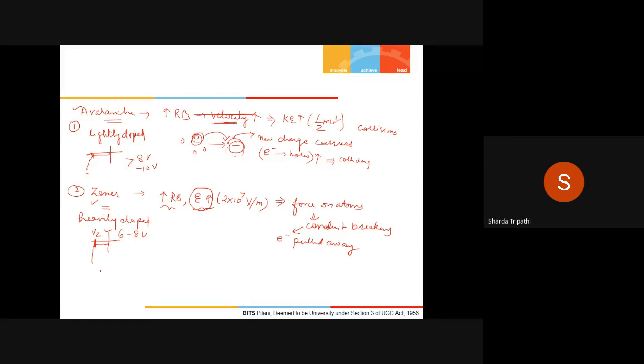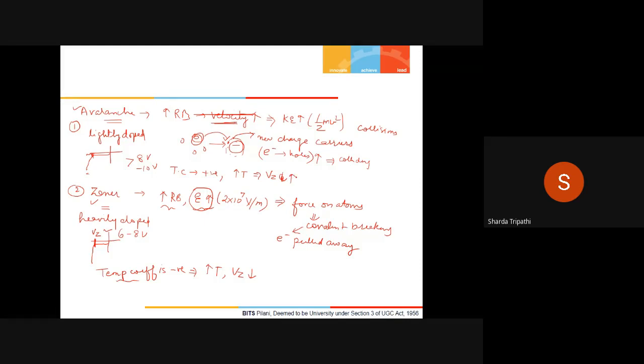In case of the Zener diode, the temperature coefficient is negative. What do I mean by this? Temperature coefficient is negative means that if I increase the temperature across the PN junction, then my breakdown voltage is going to decrease. Whereas in case of the avalanche effect, the temperature coefficient is positive, which means that if I increase the temperature, then the breakdown voltage is also going to increase.